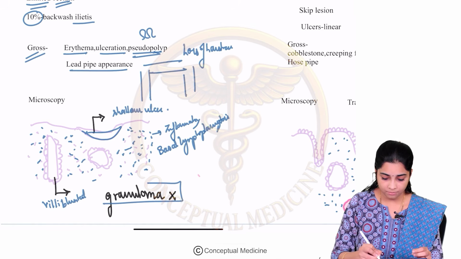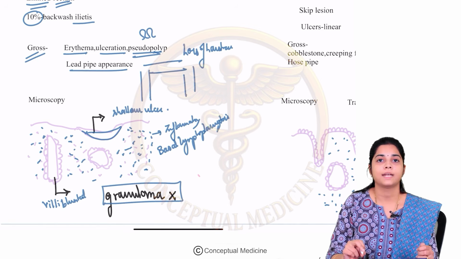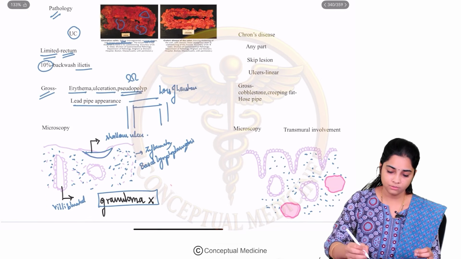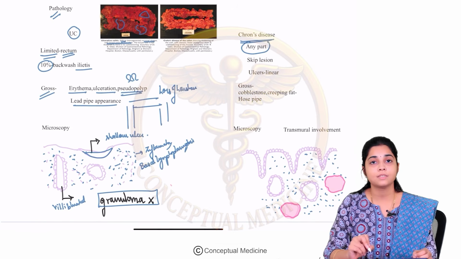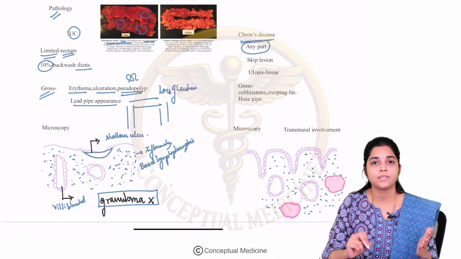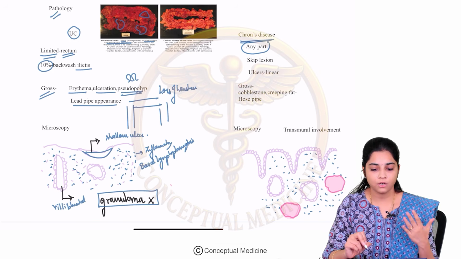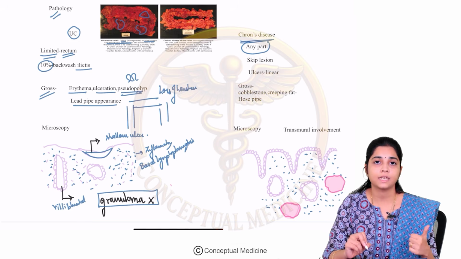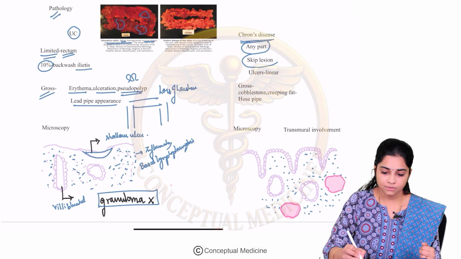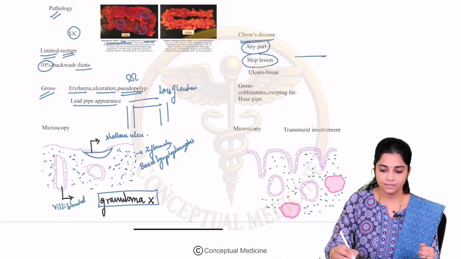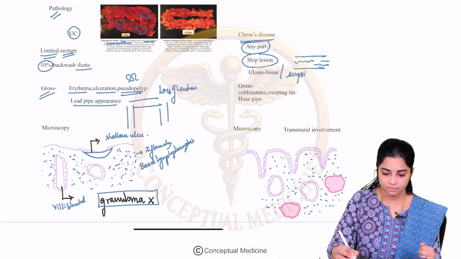And very importantly, the feature which differentiates it from Crohn's disease is that there is no granuloma. Now let us look at how it is different in Crohn's disease. Very importantly, Crohn's disease can affect any part of the GI tract starting from the mouth to the anal canal. Crohn's disease can be associated with skip lesions, and the ulcers in Crohn's disease are linear or serpiginous.